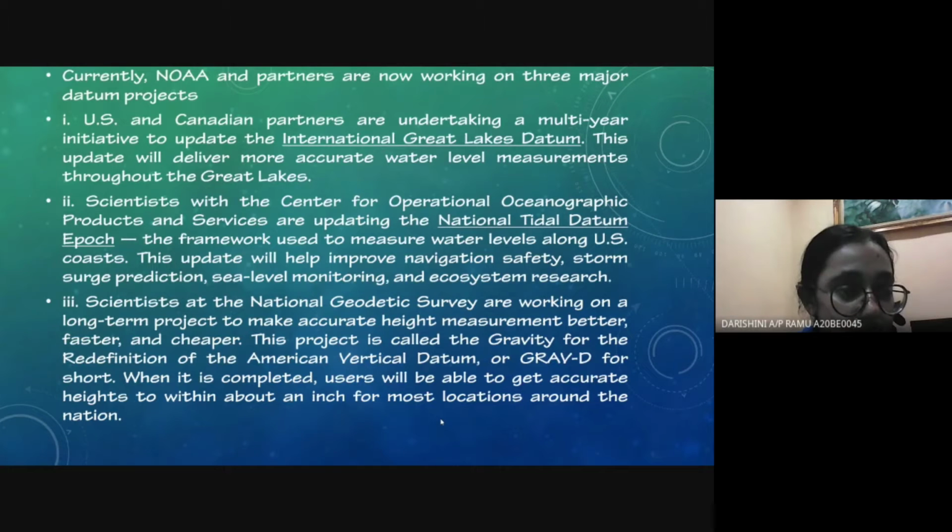Scientists at the National Geodetic Survey are working on a long-term project to make accurate height measurement better, faster, and cheaper. This project is called the Gravity for the Redefinition of the American Vertical Datum, or GRAV-D for short. When it is completed, users will be able to get accurate height to within about an inch for most locations around the nation.